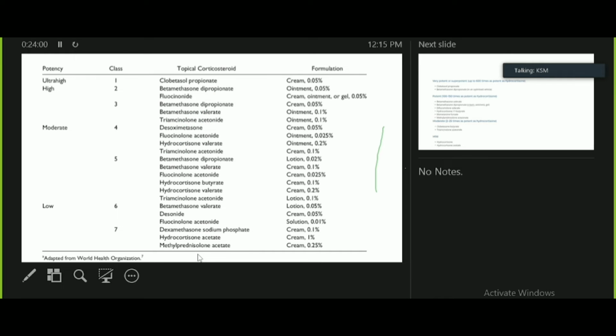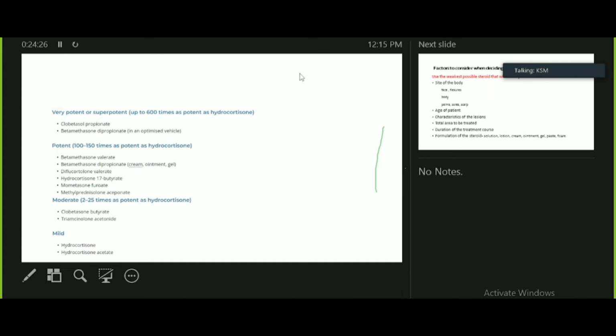And also, if you notice here, this betamethasone dipropionate as ointment, it's in class 2, whereas the cream betamethasone dipropionate is in class 3, and the lotion comes in class 5. So the same compound, when the formulation is different, again the potency differs. To make this a bit easier, less complex, we'll look at this.